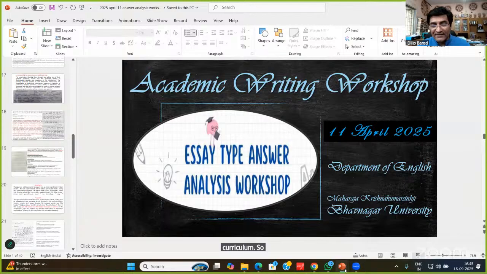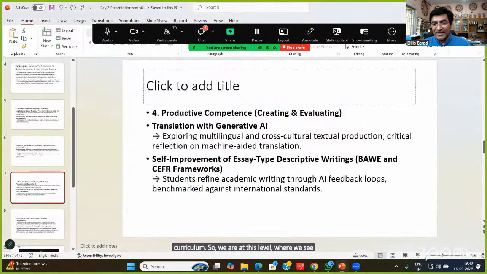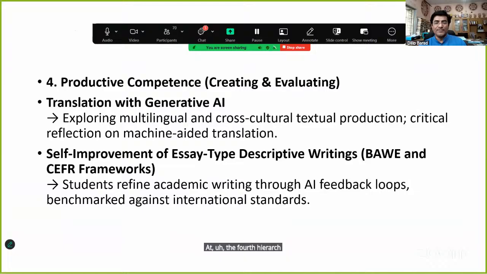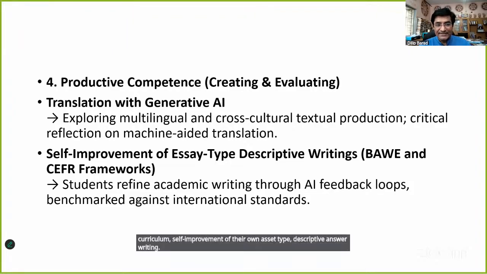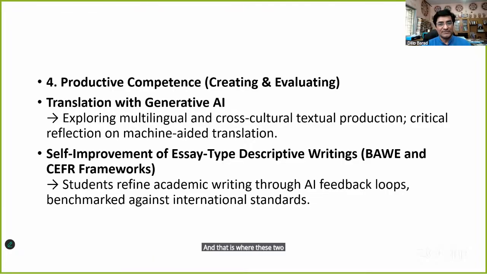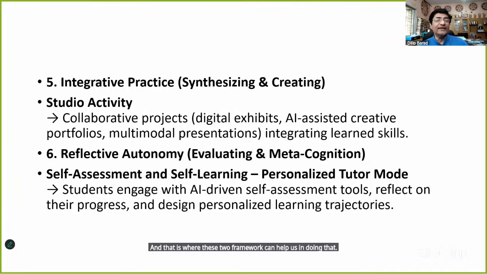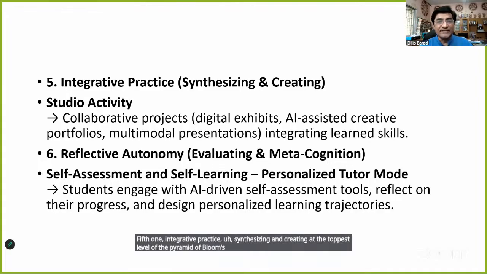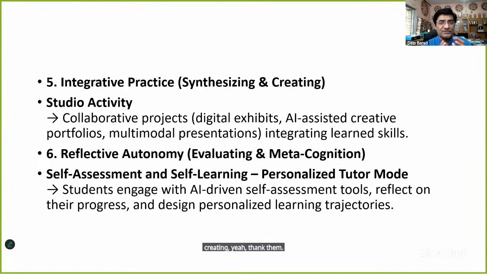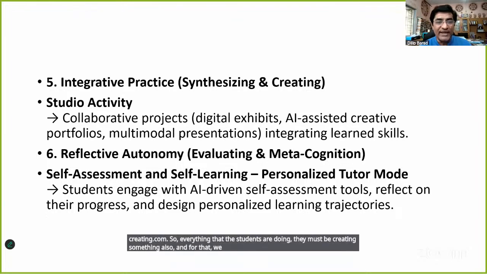So, we are at this level where we see this at the fourth hierarchical level. We want students to practice in this curriculum self-improvement of their own essay-type descriptive answer writing. And that is where these two frameworks can help us in doing that. Fifth one, integrative practice, synthesizing and creating, at the topmost level of the pyramid of Bloom's taxonomy, creating, I think. So everything that the students are doing, they must be creating something also. And for that, we use studio activities.